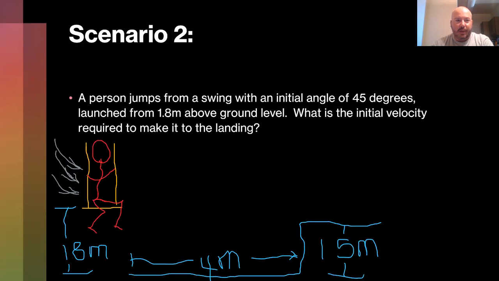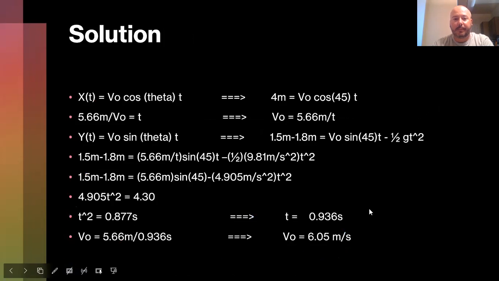For the second scenario that we came up with, a person jumps from a swing with an initial angle of 45 degrees, launched from 1.8 meters above ground level. What is the initial velocity required to make it to the landing? I failed to add the 45-degree angle mark on the drawing, but I did want to show that they are 1.8 meters above the ground. They still have the 4 meters to go, and the landing is still 1.5 meters above ground.